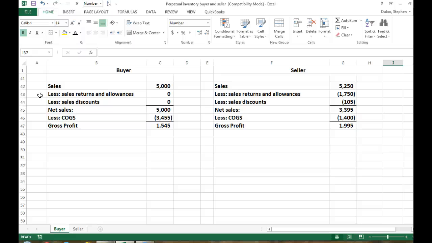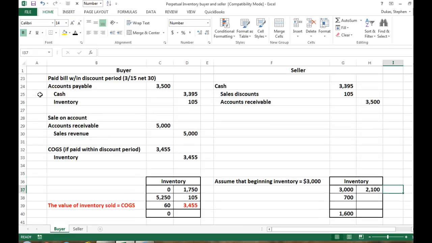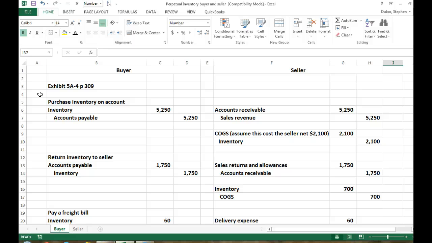We have to deduct both returns and allowances from gross sales. We also have to deduct discounts to get our net sales. In this case, our net sales are $3,395. In this example, cost of goods sold are $1,400, so gross profit is $1,995. So I hope this illustrates how inventory, purchases, and sales are accounted for in the perpetual inventory system.